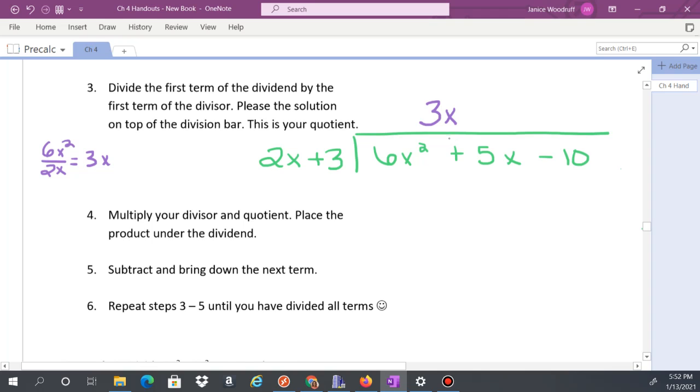So then the next thing I do is multiply my quotient and my divisor. So I have 3x times 2x plus 3. I'm just distributing the 3x. Then I'm going to put the answer under here. So 3x times 2x gives me 6x squared. Then 3x times 3 gives me 9x, and that's a positive 9x. Okay, so I did 3x times 2x, put that here, 3x times 3.